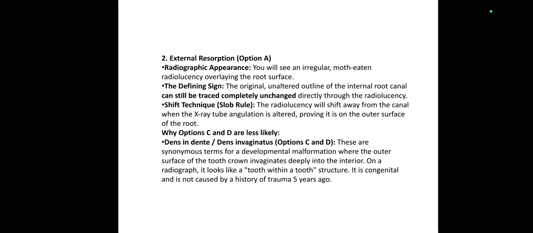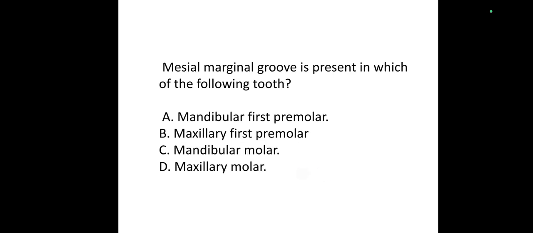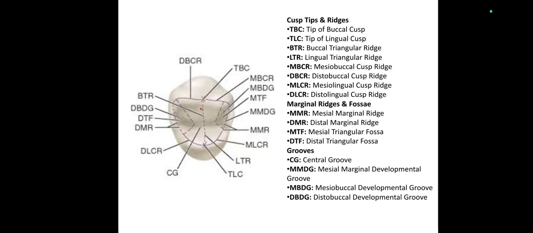Moving to dental anatomy for question 9. Mesial marginal groove is present in which of the following teeth? Mandibular first premolar, maxillary first premolar, mandibular molar, or maxillary molar? The correct option is maxillary first premolar. Let's look at the key anatomical features of the maxillary first premolar.